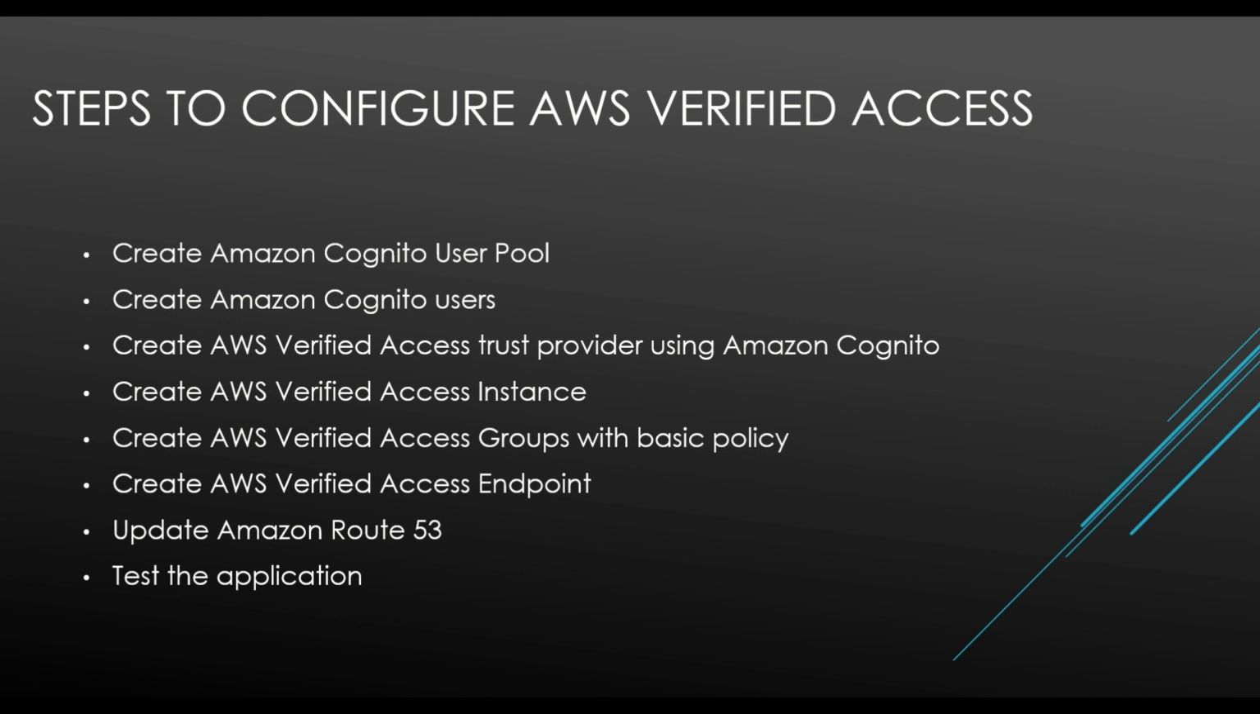The final step is to test the application. In this section, we will validate the setup we have done so far with Amazon Verified Access to provide zero trust access to our application, that is the HR application, using the user identity trust with Cognito as the trust provider.